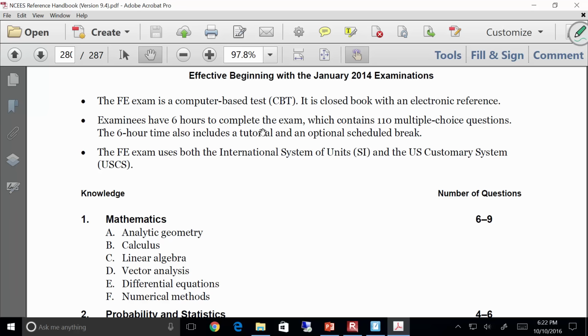So the exam contains 110 multiple choice questions, and you have 6 hours. So if I say 6 hours, 60 minutes, that's 360 minutes. 110 questions, that's about 3 minutes a question. But it's not as simple as that, because some of the questions that, for example, are in the math section are guaranteed to be quicker questions than, let's say, HVAC or Thermo 2 or heat transfer.